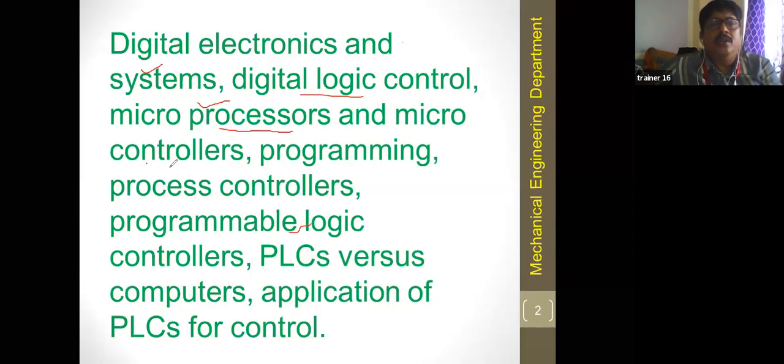And microcontrollers, there are several microcontrollers. P controller, that is a proportional controller. PI controller, that means a proportional integral controller. PD controller, that is a proportional derivative controller. PID controller, proportional integral and derivative. So four types of controllers are there. With the help of these controllers, we can control the process of a machine or the function of a machine.